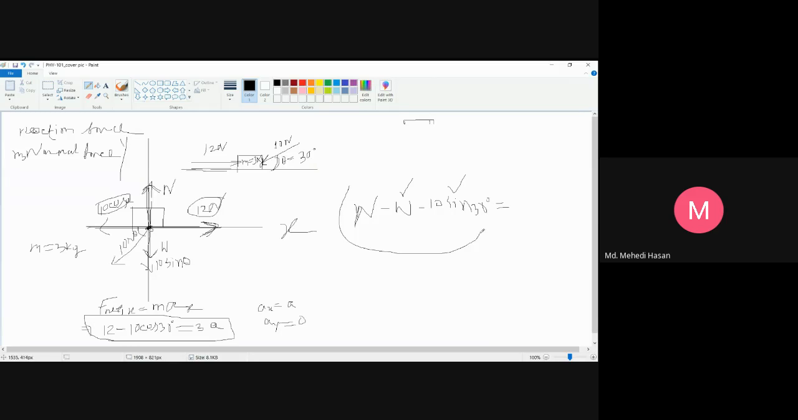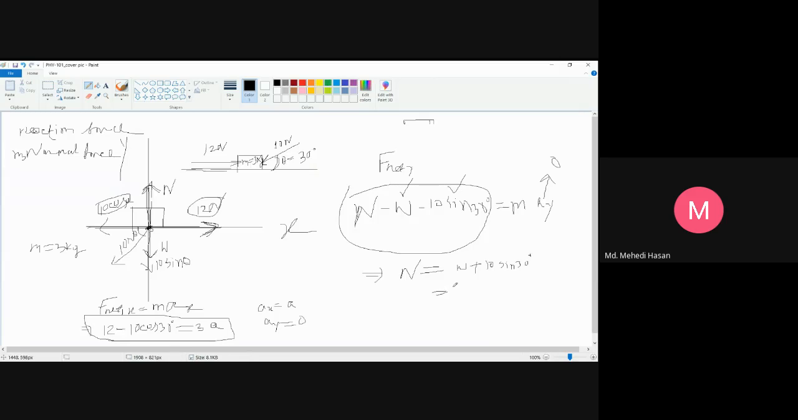This is the net force. This is basically the net force along the y-axis, and this is equal to m a_y. So F equals ma. Basically, this is Newton's second law, and here a_y is 0 because there is no acceleration along the y-axis. Then you can find out the normal force from that equation. Normal force equals W plus 10 sine 30 degrees.